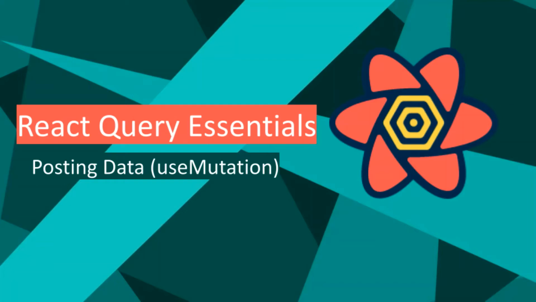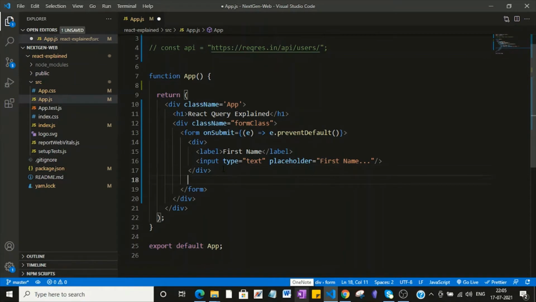Last video we have seen how to set up React Query and use useQuery for data fetching. In this video we are going to look at the useMutation hook for posting data to the server. So yeah, let's jump into VS Code.